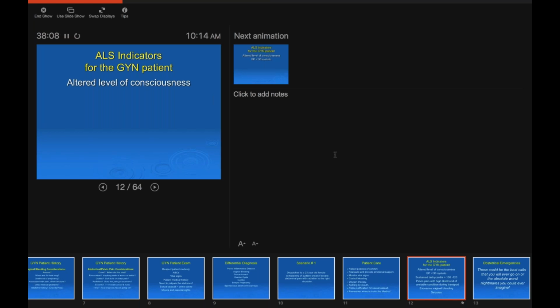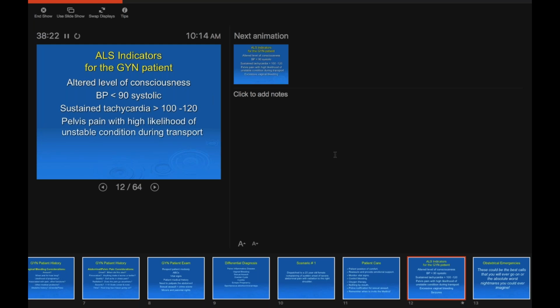All right, so ALS indicators for the GYN patient: altered level of consciousness, a BP with systolic less than 90, sustained tachycardia of 100 to 120, pelvic pain with high likelihood of unstable condition during transport, excessive vaginal bleeding, and seizures. Those are some ALS indicators for the GYN patient. If they are seizures, what could that likely be?